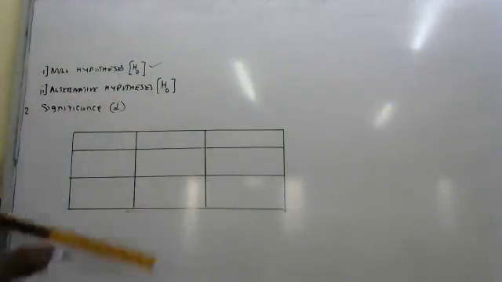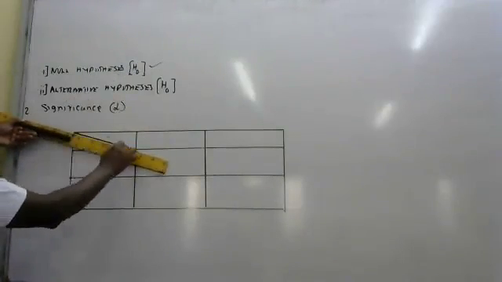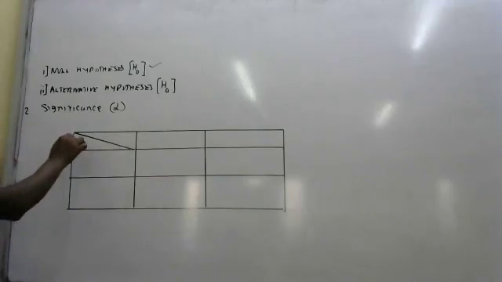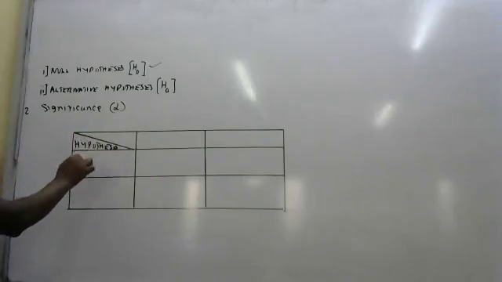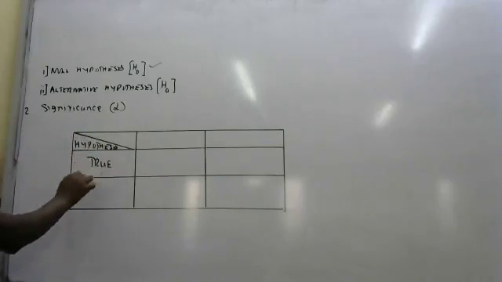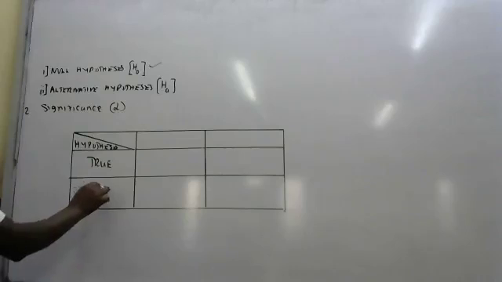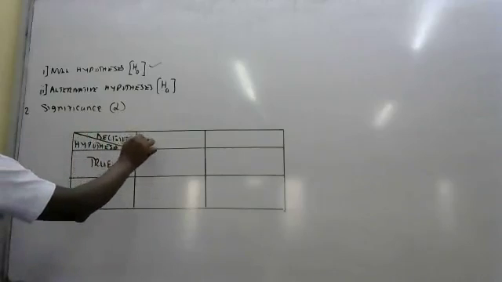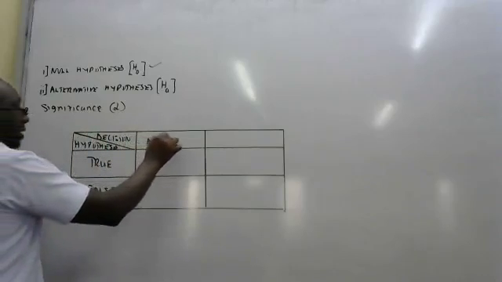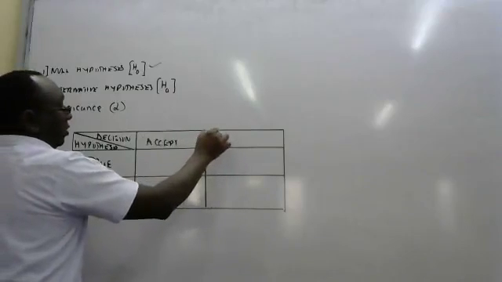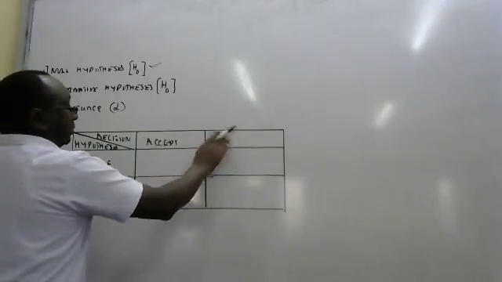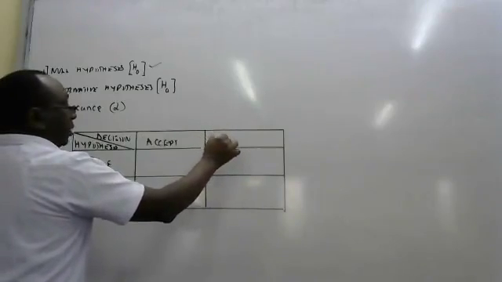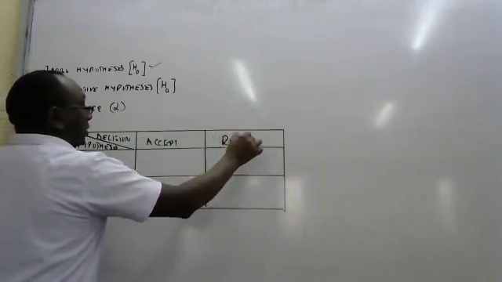There are 4 possibilities as shown below. So we have the hypothesis here. It could be true, it could be false. Then the decision you make, you could either accept, that is, you say yes, or you say no, you reject.